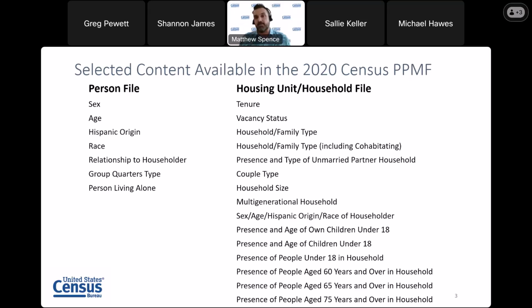And then, finally, we have indicators for just whether someone of this age lives in the household at all. Whether someone under 18 is in the household, whether someone's 60 and over, 65 and over, and 75 and over. And so this really is extremely powerful to be able to get a deep dive into the data and perhaps look at relationships among these variables.